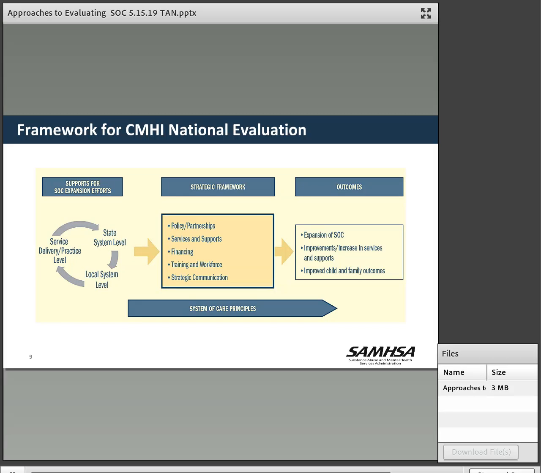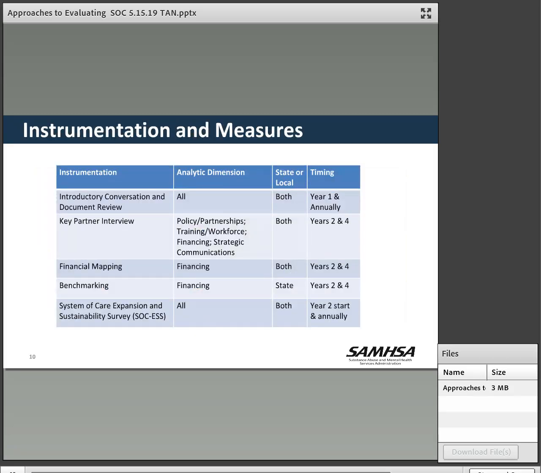for the national evaluation. And then we have a set of outcomes which include whether the systems actually expand, whether there were improvements in the types of services provided, and an increase in the services and supports. So for example, we may see increases in successful evidence-based practice implementation. And then of course, importantly, improved child and family outcomes. And for us and all of us, the system of care principles undergird everything that we do. So that's our overall conceptual look at how we built our evaluation tools, and they're all structured around this particular model.